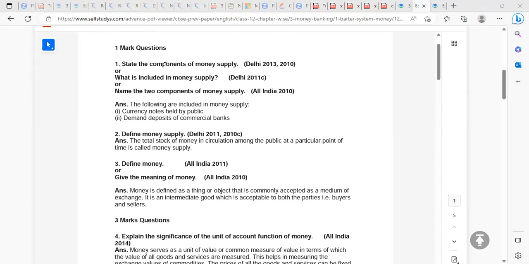The question is: state the two components of money supply. What is included in the money supply, or name the two components of money. So like this and more. So you just give it a reading, and once you are done, let me know. I'll scroll it, and in case any question you are not getting, you'll just let me know.